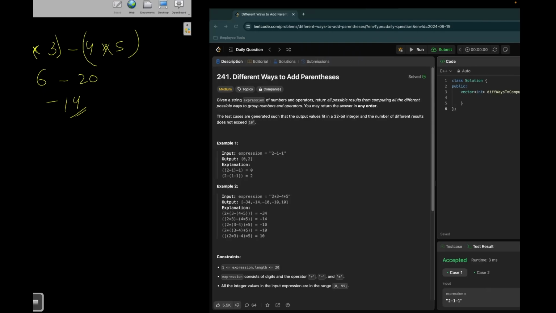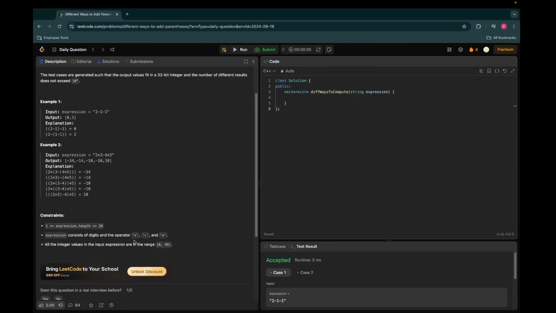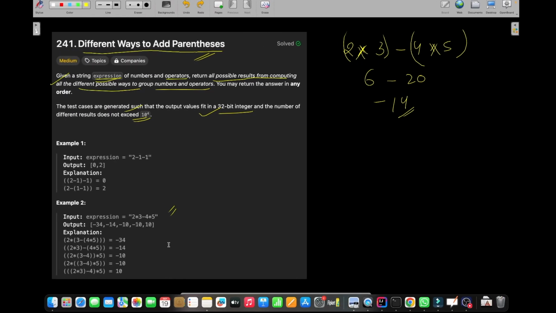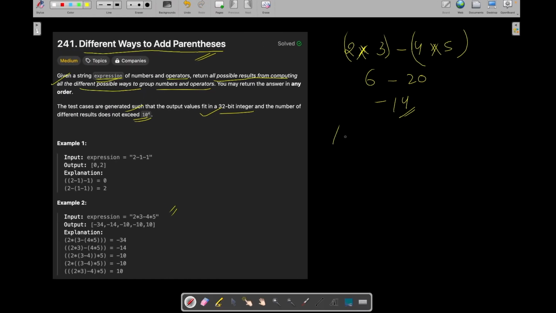Okay, and from the constraints we can say that the operators can be only plus, minus and multiplication. We are not given the division operator, and all the integers will range from 0 to 99. That's a good thing, because the division operator might add complexity to this question, since we would need to handle the case of division by 0 as well. Okay, so we need to calculate all the possible results.